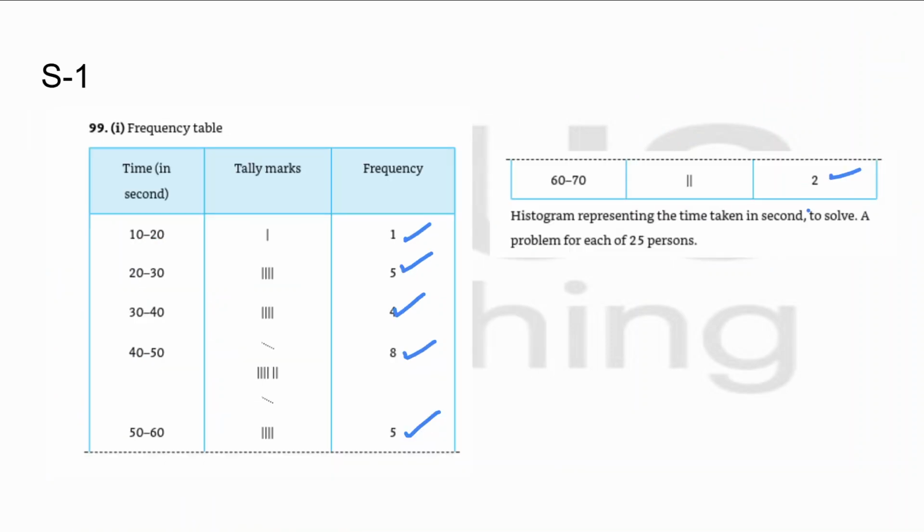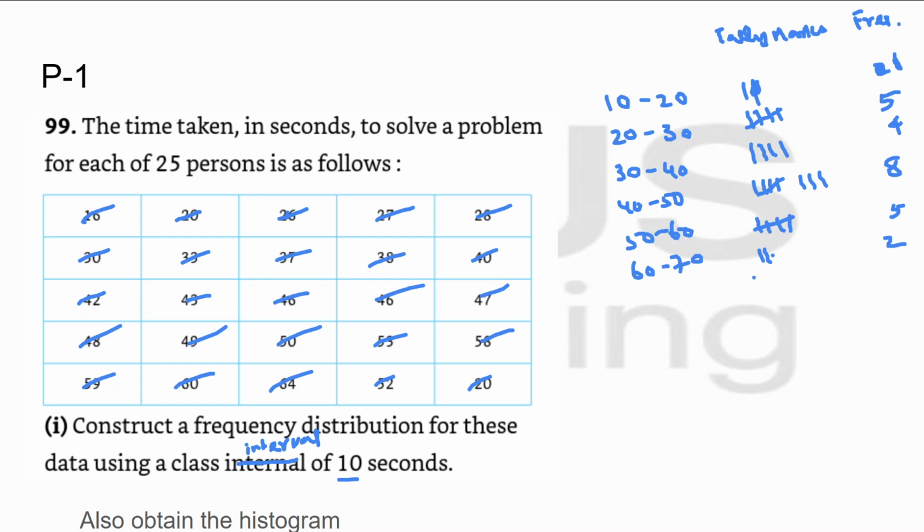And it is 2. Very good. So we are done with this frequency table. We have obtained the frequency table. Construct a frequency table for this data. Okay, so this is the frequency table. This is a way to obtain the frequency. This is basically class 9 review.